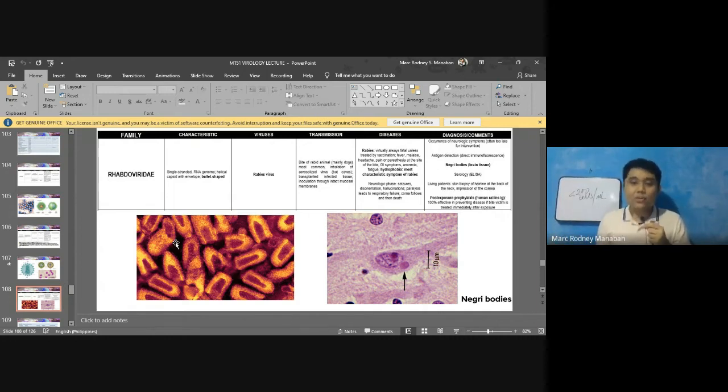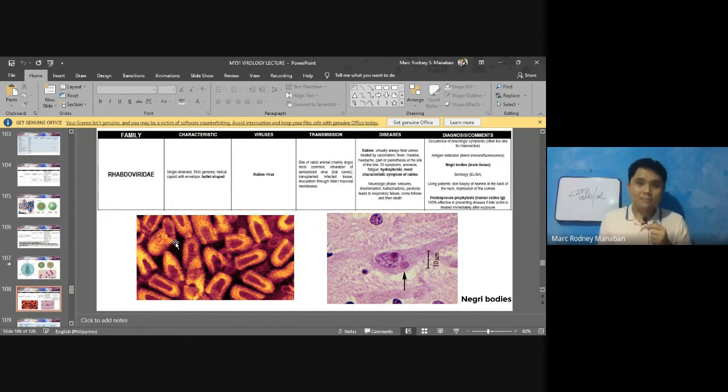Now, for detection, of course, antigen detection, direct immunofluorescence, Negri bodies, we have mentioned that already, the characteristic CPE of your rabies virus. But again, this is seen in brain tissue. And usually makikita siya in post-mortem, sa autopsy na, pag patay na. So that's, makikita siya dito.